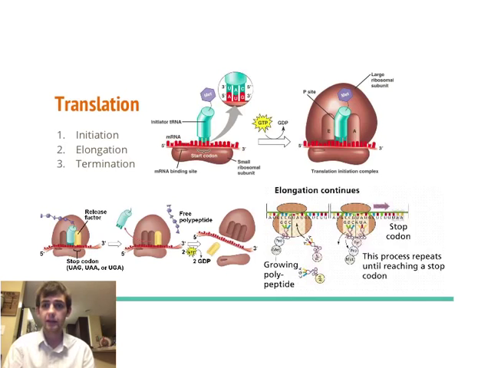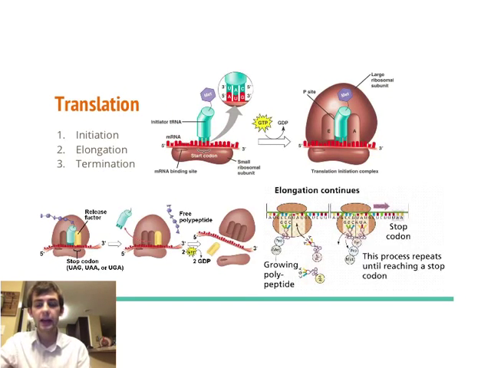So after our processing has occurred, we have to go into translation. And translation is the process of taking that mRNA and turning it into a protein. And this is going to occur in three main steps. You have initiation, elongation, and then termination. So we have three diagrams here we're going to walk through. This first diagram is talking about initiation.